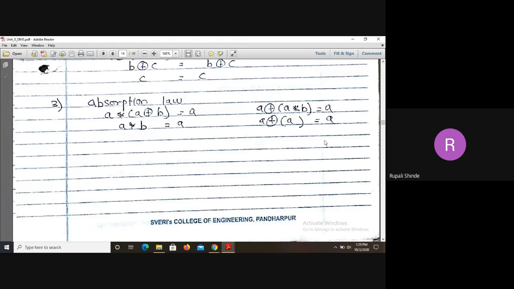Now similarly we can check for the join operation. That is A XOR (A star B) equals A. So the value for A star B, that is the greatest lower bound of A and B, is A. A XOR A, again it is A. So here also these statements are correct.